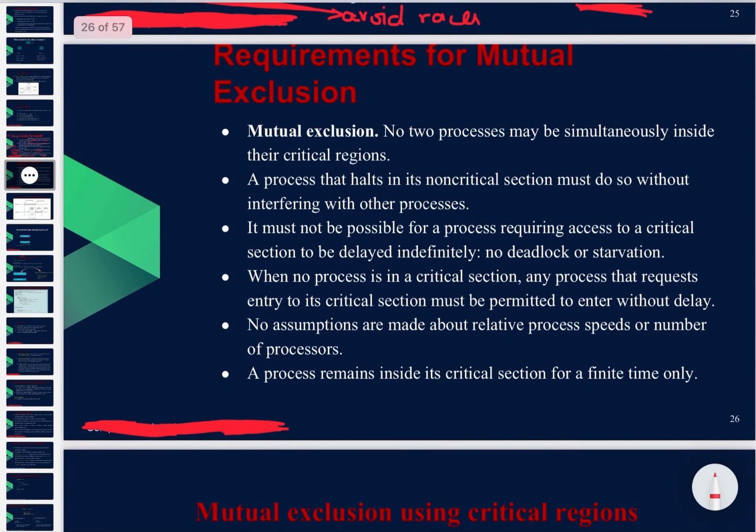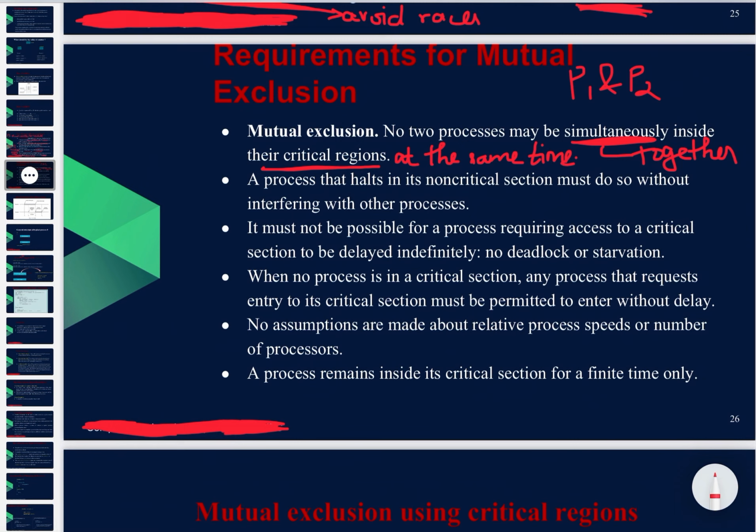So what are the requirements of mutual exclusion? Mutual exclusion: no two processes may be simultaneously inside their critical sections. That means P1 and P2 simultaneously, meaning together. These two processes cannot be inside their critical regions at the same time.